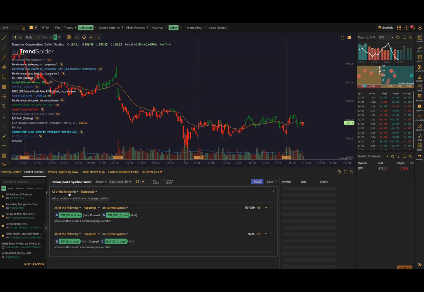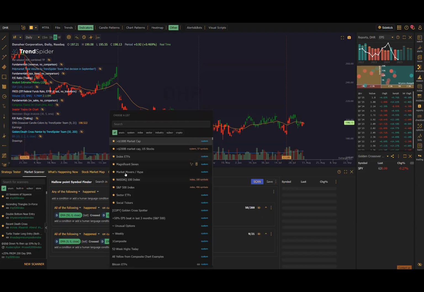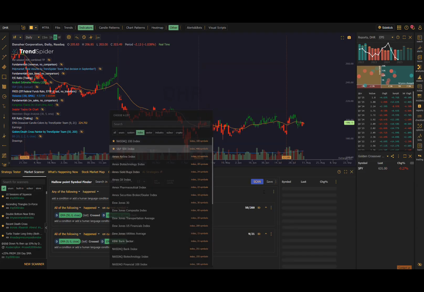And you can search for. This is going to be all of the following, which means both of them have to be true. But you would change this to any of the following, so that if either of these crossovers are happening, it appears. So let me just search in, I don't know, the S&P 500 for this.